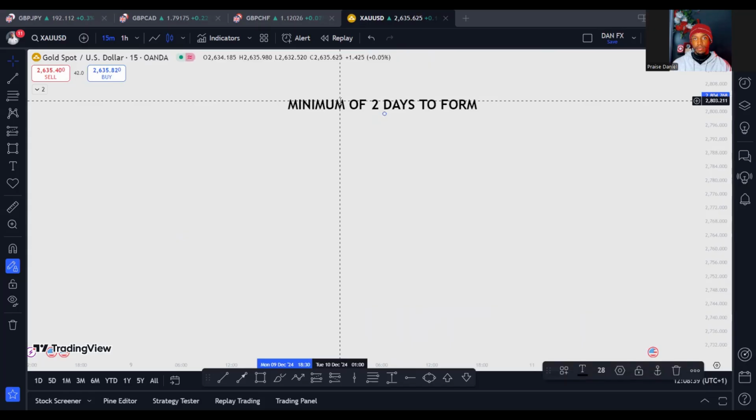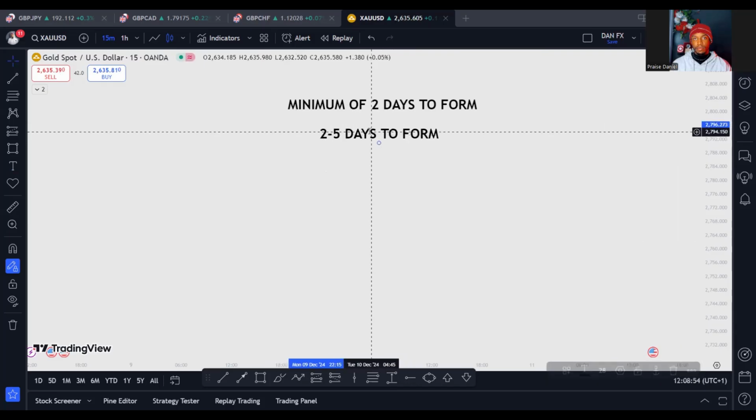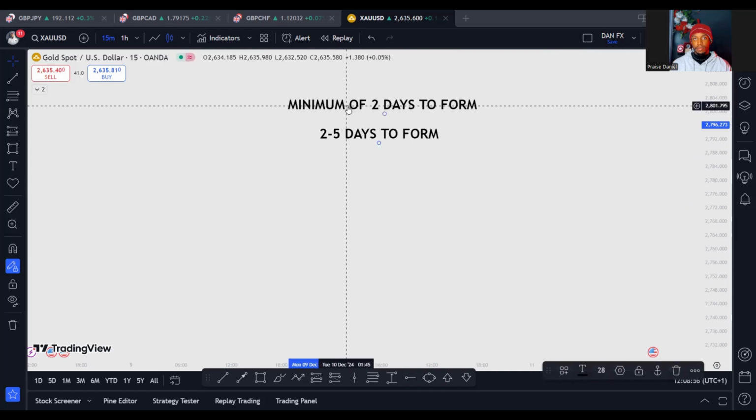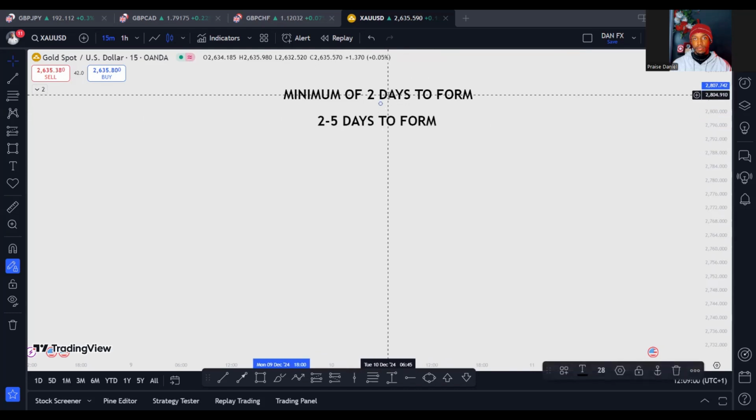Multi meaning multiple days pattern. So it takes a minimum of 2 days to form, and it can take anywhere from 2 to 5 days to form. All right. And then how is the pattern structured?